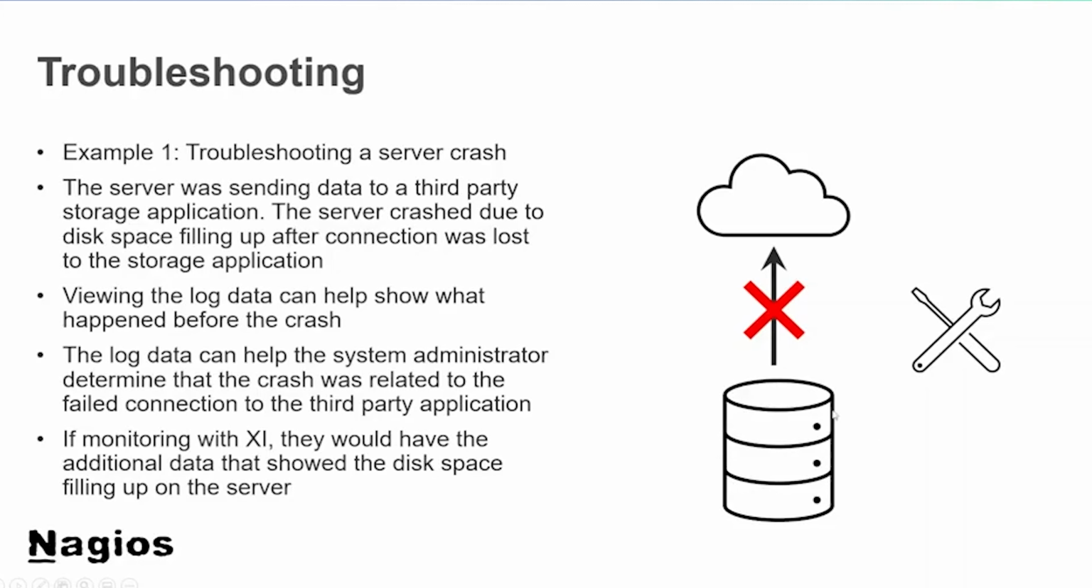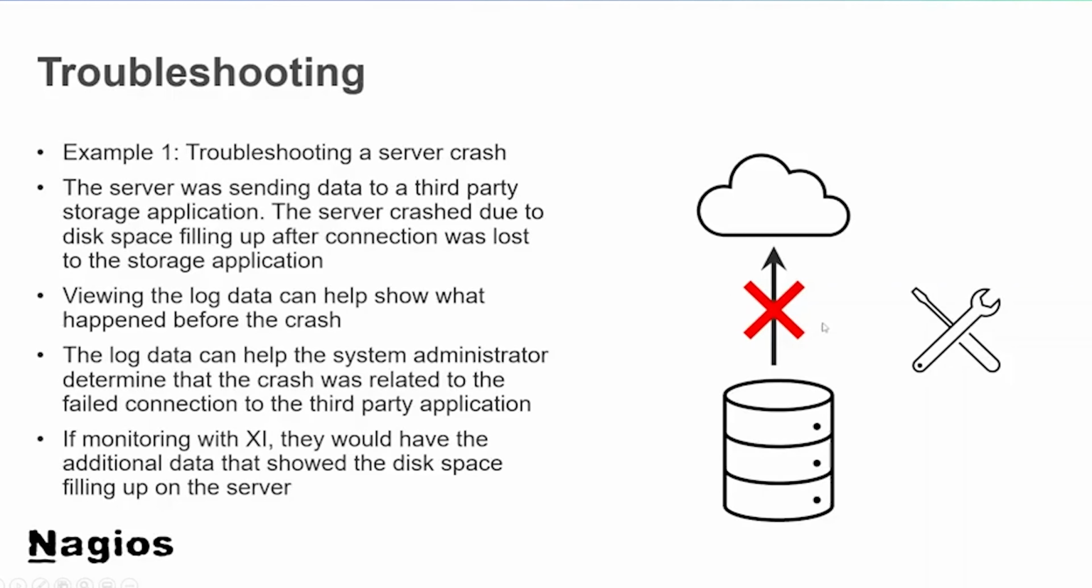And as you all know, in this case, due to the nature of the problem, simply restarting the server, that basic first troubleshooting step, is not going to fix the problem in this example. So if the system administrator has the log data, they can see the events that happened before the server crashed. So they might see a log referring to something going wrong with this connection here, and it's going to help them troubleshoot the problem.